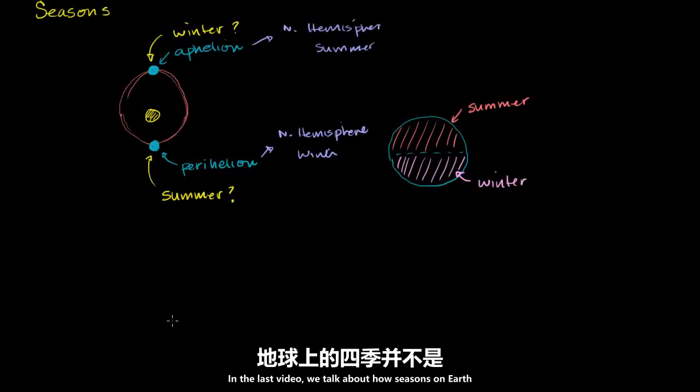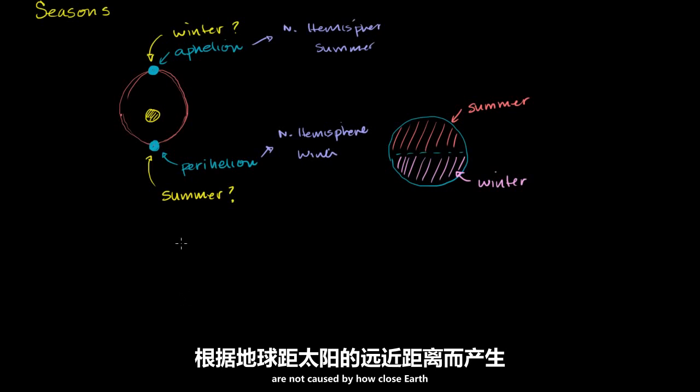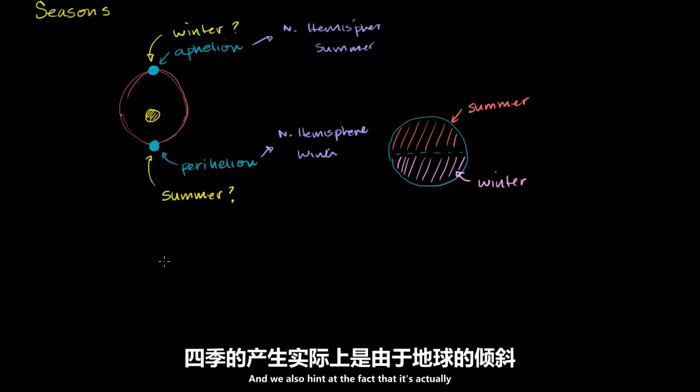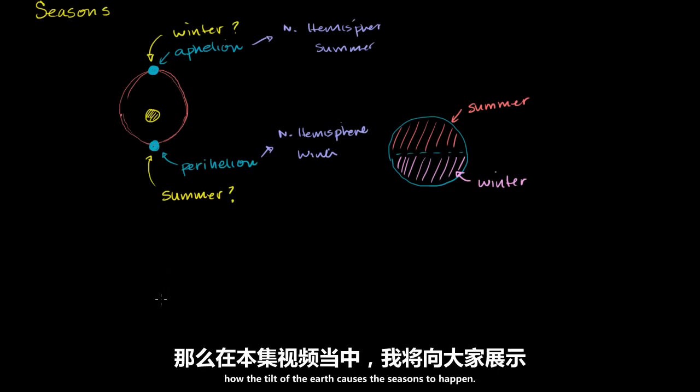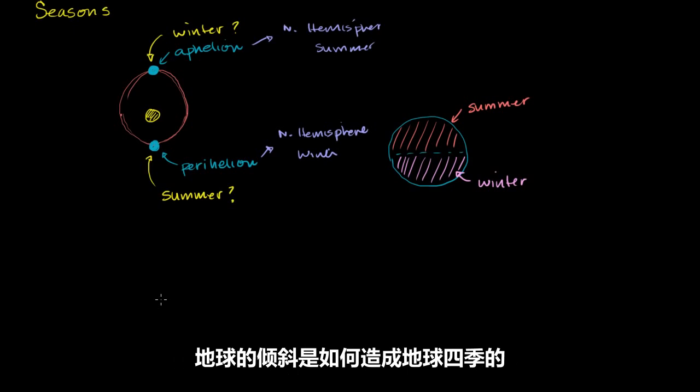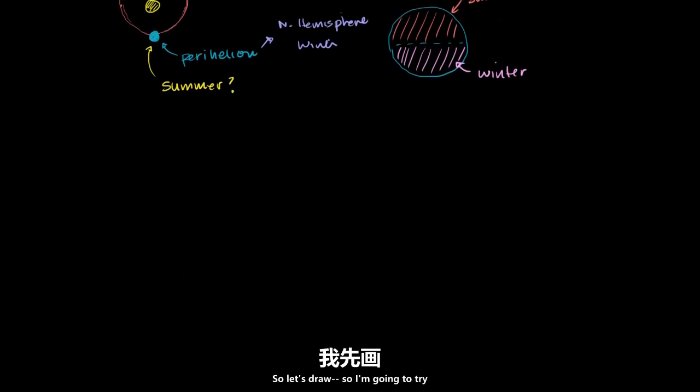In the last video, we talked about how seasons on Earth are not caused by how close Earth is to the sun in its orbit. And we also hinted at the fact that it's actually caused by the tilt of the Earth. And so in this video, I want to show you how the tilt of the Earth causes the seasons to happen. So let's draw. I'm going to try to draw as many diagrams as possible here, because at least for my brain, they help me visualize what's actually going on.